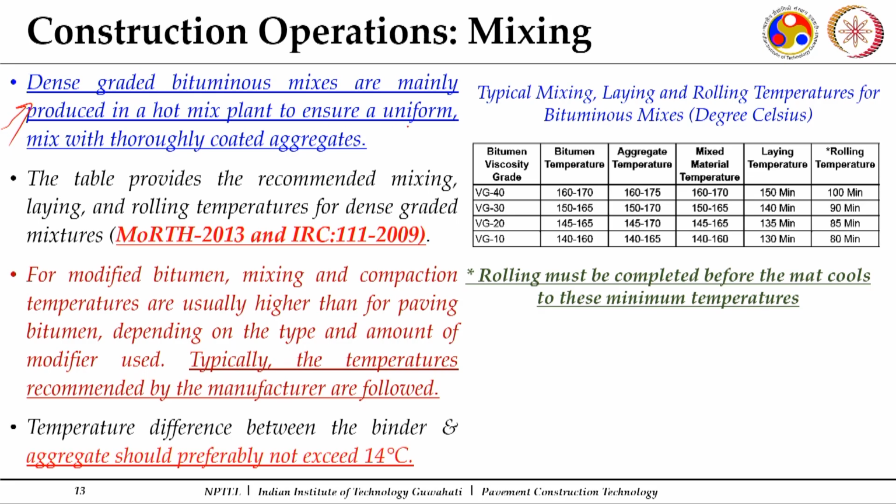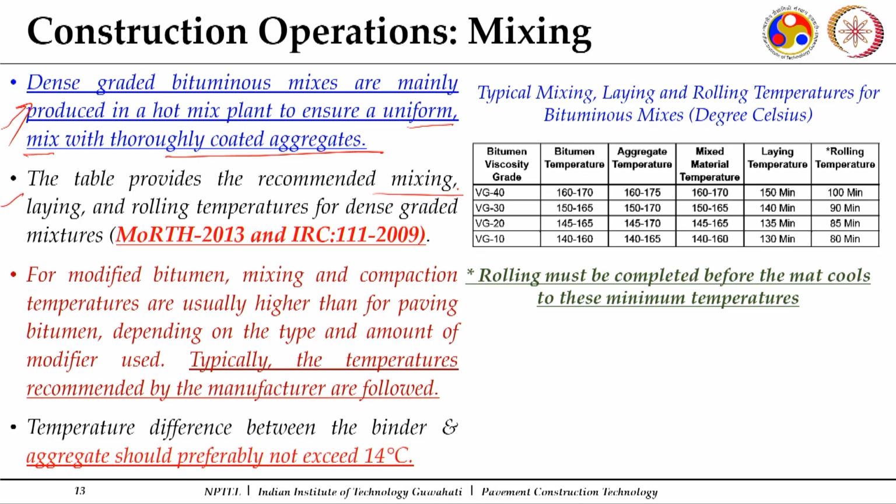It is produced to ensure a uniform mix with thoroughly coated aggregates. It should not happen that some of the aggregates remain uncoated, or certain aggregates have more binder film and certain aggregates remain half coated with the bitumen. That should not happen. The table provides the recommended temperatures.